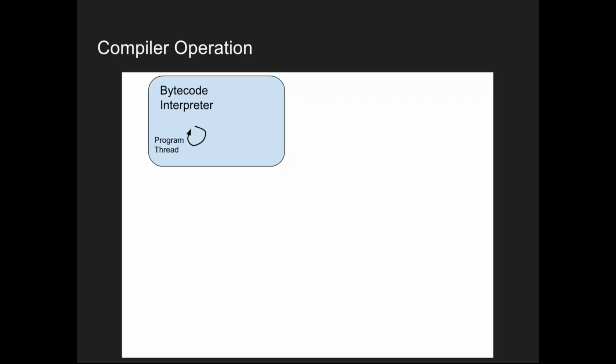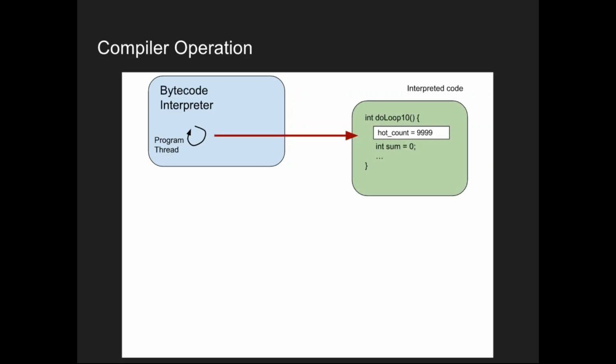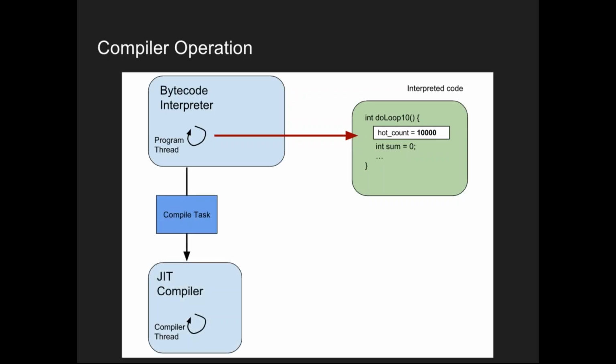Now I'd like to just use a short animation to show how all these bits tie together. When we start executing our Java program, it will generally be running in the bytecode interpreter, and so we have our program thread, which is doing our loop. And as this is executing, we can see that in the interpreted code we have the method entry point counter, and the interpreter is updating that every time it executes that function, and we can see that it's getting to a certain point, and then when it hits a threshold, in this case 10,000 invocations, the interpreter will send a compile task to the JIT compiler.